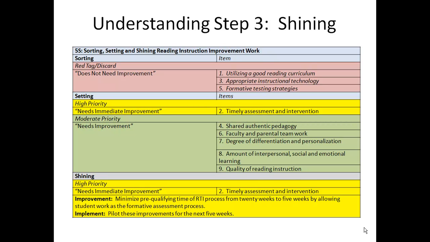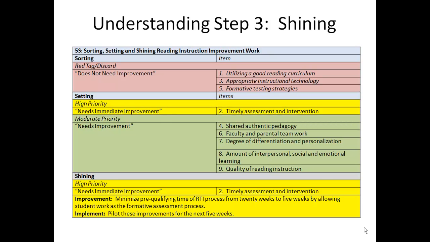And so we'll try that for the next 5 weeks and come up with some conclusions about whether 5 weeks works or it doesn't work. Maybe we can shorten it. Maybe it needs to be a little bit longer. Maybe we need to change around some of the ideas we had about using student work and a formative assessment process or whatever. Those are things that you'll all discover as part of improvement work in shining.